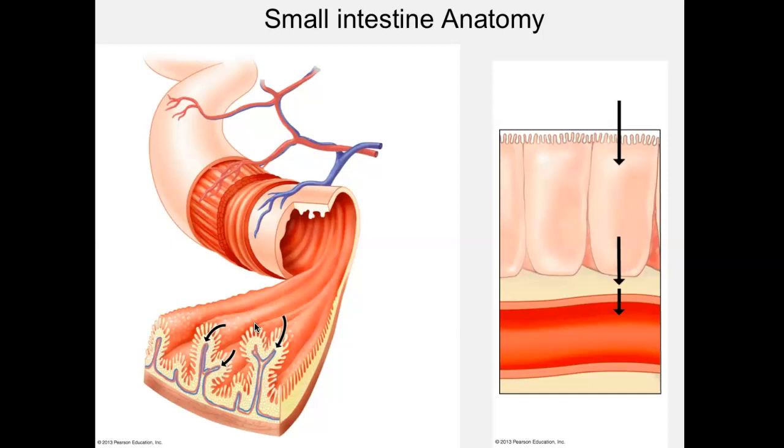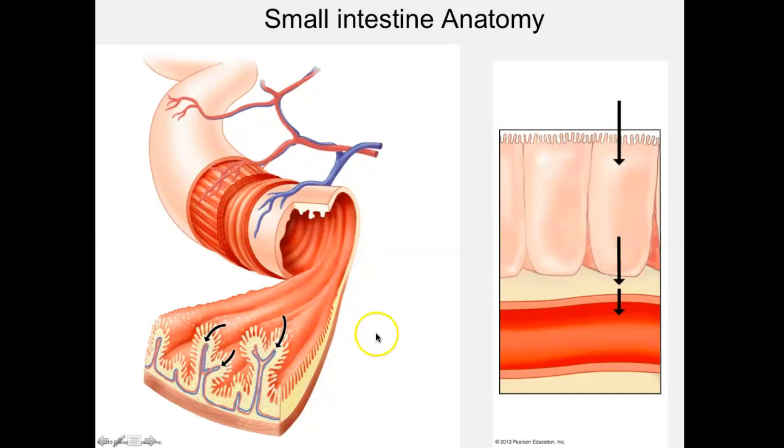The circular folds, you see how there's a bump? It's kind of like a big hill here. It goes down, and here's another raised part of your wall. Those are called circular folds. If you look over here, there's a bump, it goes down, another bump, another bump, another bump. So those are circular folds. Those help to increase surface area of your small intestine.